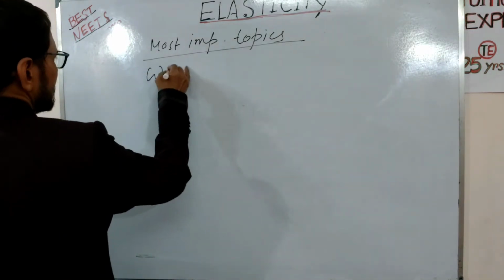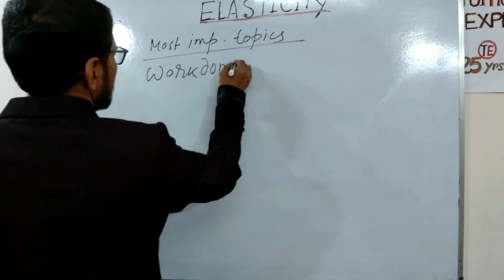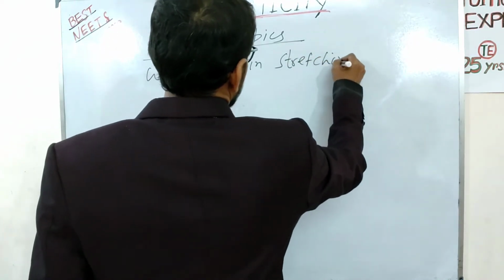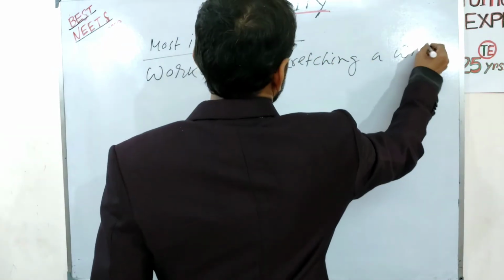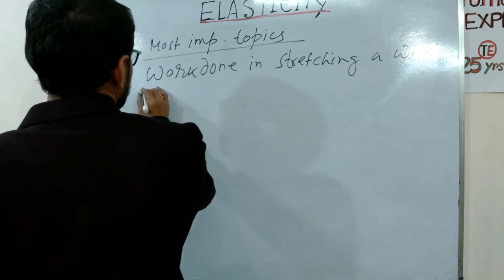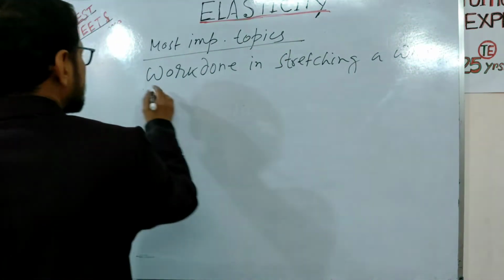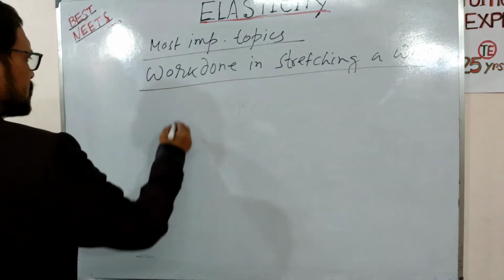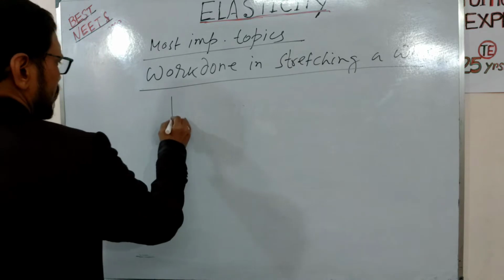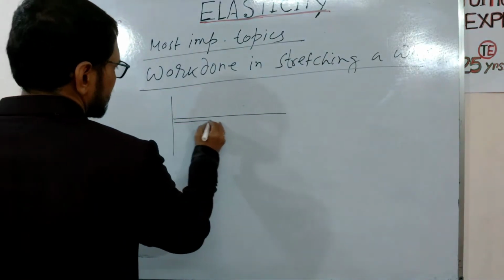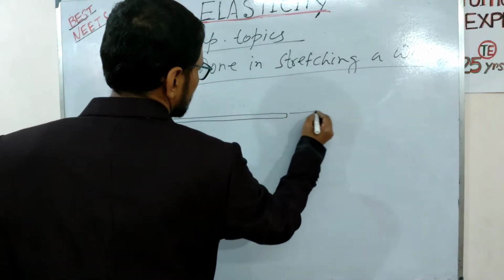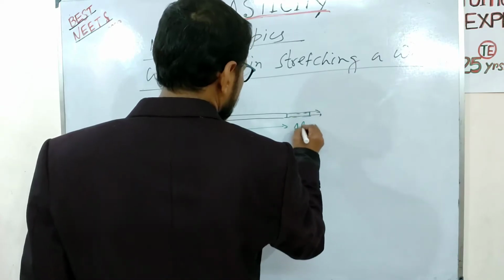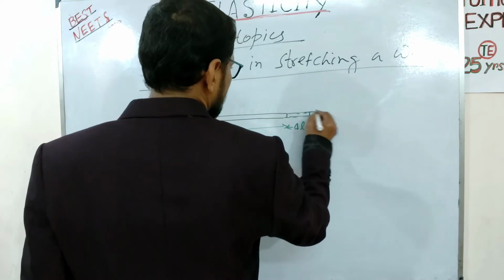Work done in stretching a wire. First we calculate work done in stretching a wire, then we calculate work done per unit volume of the wire. Suppose this is a wire, by applying a force we get extension del L, applied force is F.